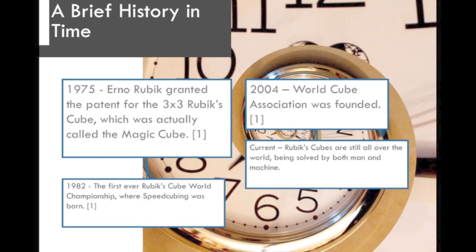In 2004, the World Cube Association was founded. The World Cube Association basically provides the guidelines and holds all the regulations for the speed cubing competitions that are held. To this day, they are still holding speed cubing competitions with young Rubik's Cube athletes solving Rubik's Cubes in an insanely fast time.